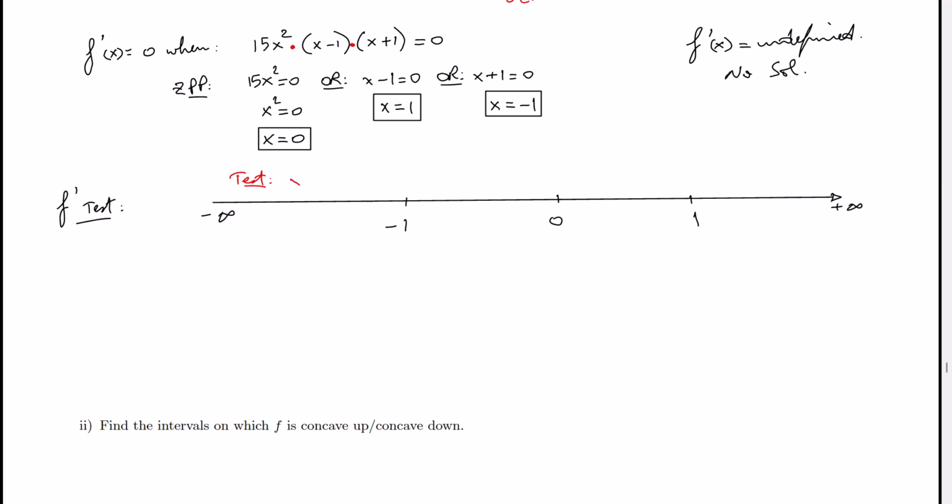So I'm going to test some values in the first interval from negative infinity to negative 1. I'm going to pick negative 10 and test that value. From the middle interval, I'm going to test negative 0.5. That's a number between negative 1 and 0. From the third interval, between 0 and 1, I'll go ahead and pick 0.5. And finally, between 1 and infinity, I need to pick a number. I'm going to pick the number 10 to test.